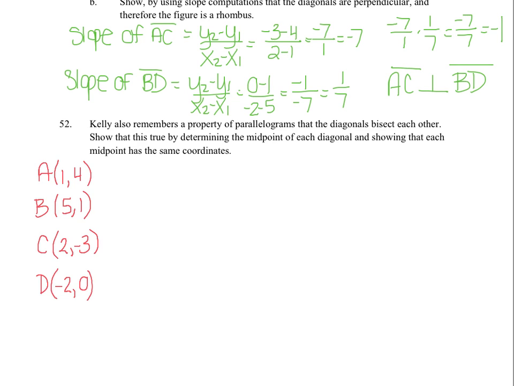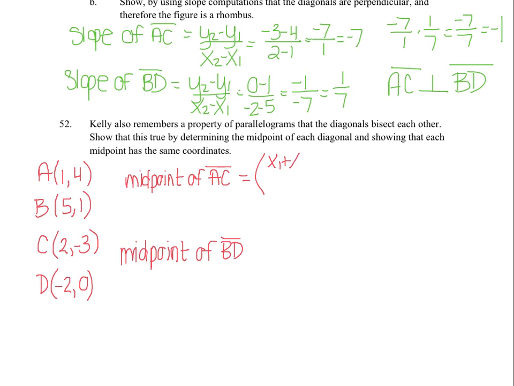So we want to find the midpoint of our diagonals, the midpoint of AC and the midpoint of BD. Well, the formula for midpoint is x1 plus x2 over 2, so the average of the x's and the average of the y's.